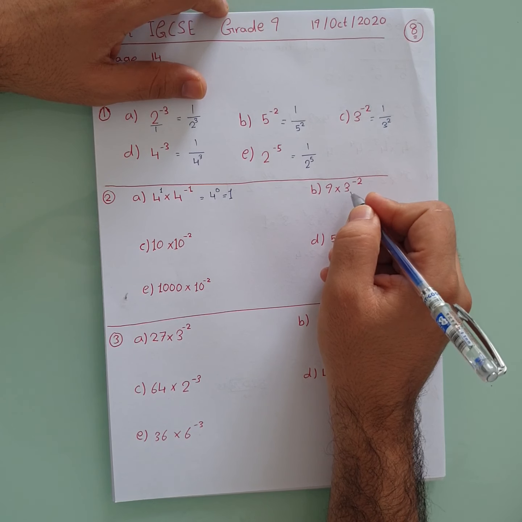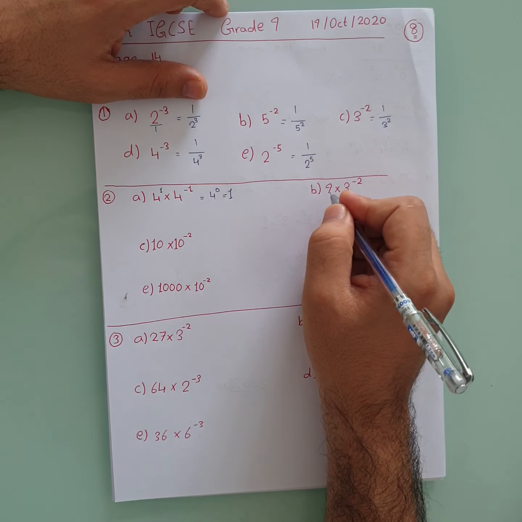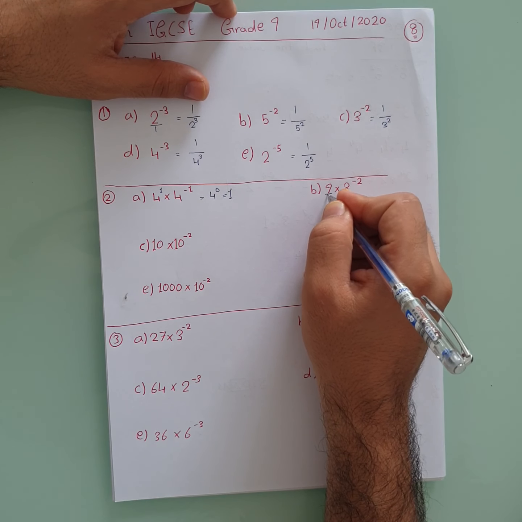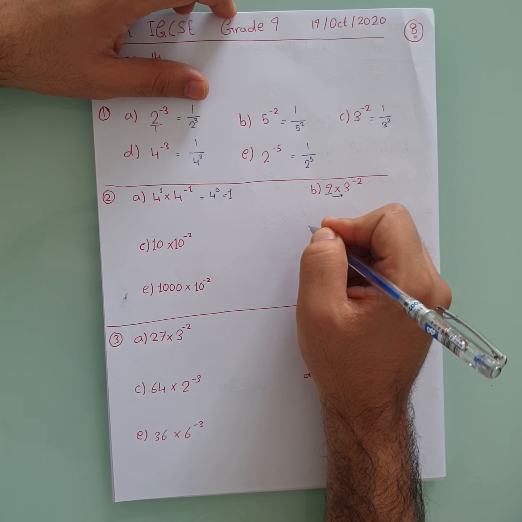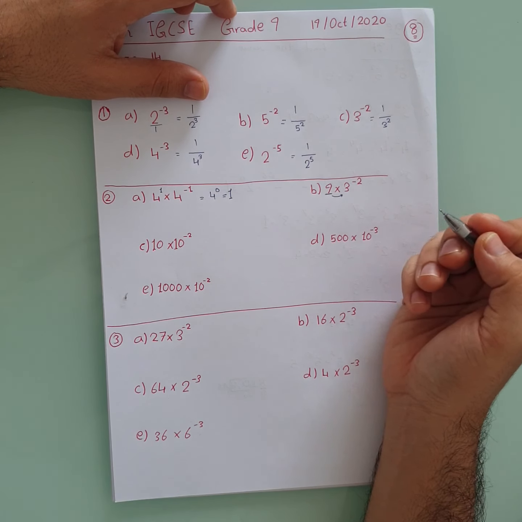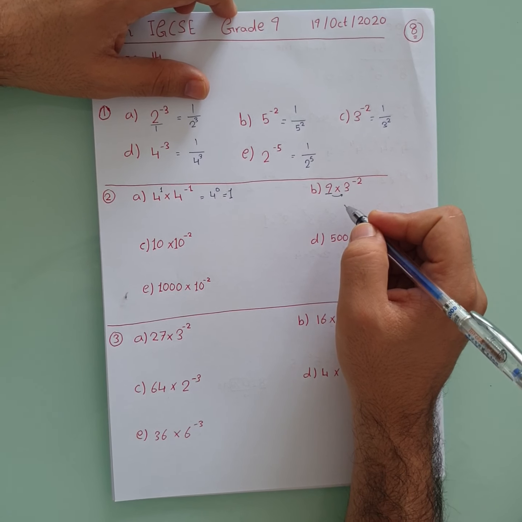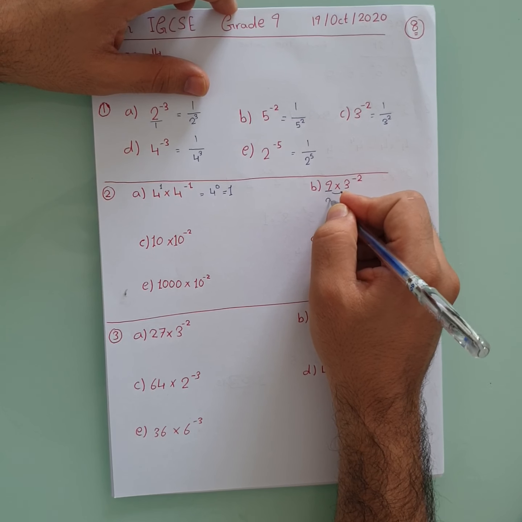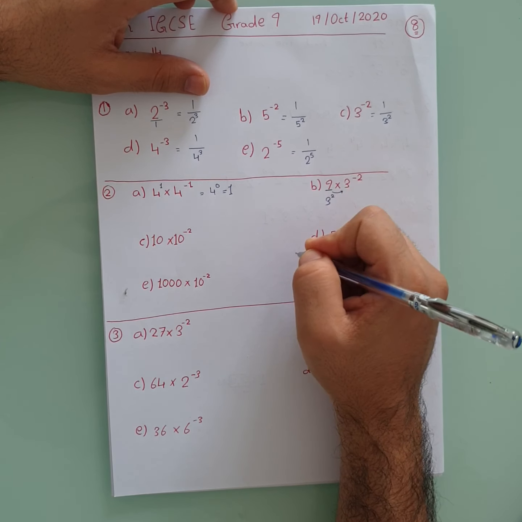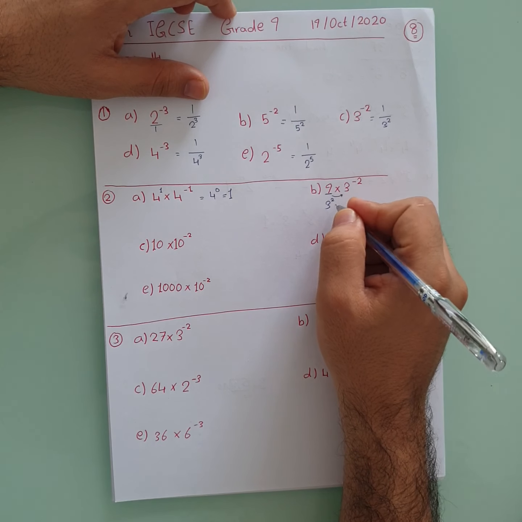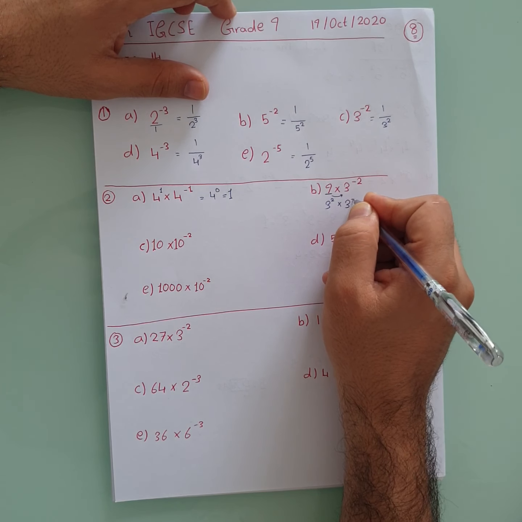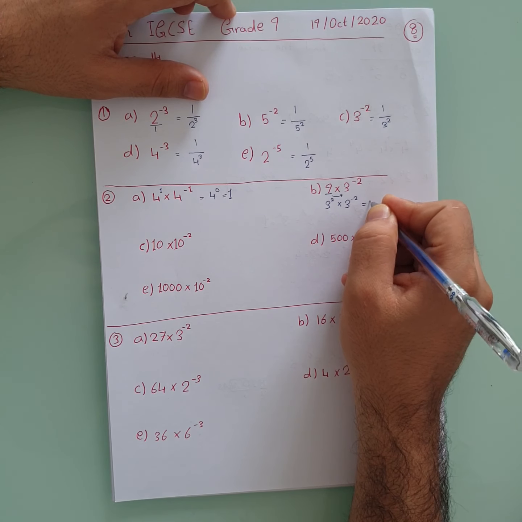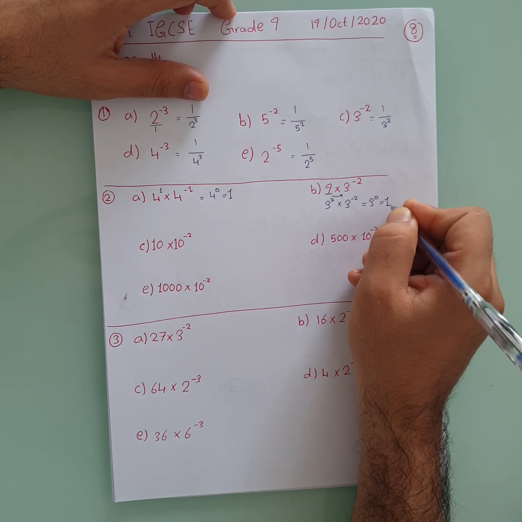Alright, how about question B here? The bases are not the same. What shall I do? Here you need to know something. How could I change 9 to look like 3? Is there any way I can change it so it looks like 3? Think about it. Yes, you can, because 9 is 3 to the power of 2. So it's going to be 3 to the power of 2 times 3 to the power of negative 2. And 2 minus 2 is 0. So it's going to be 3 to the power of 0, which is 1.